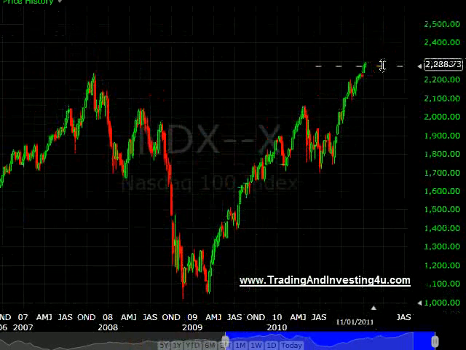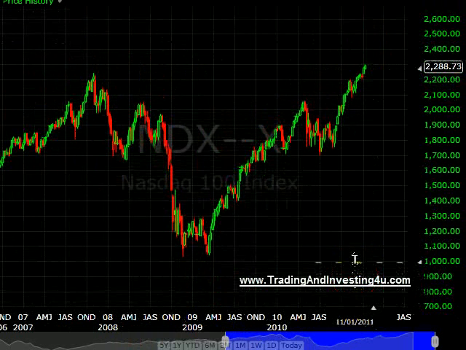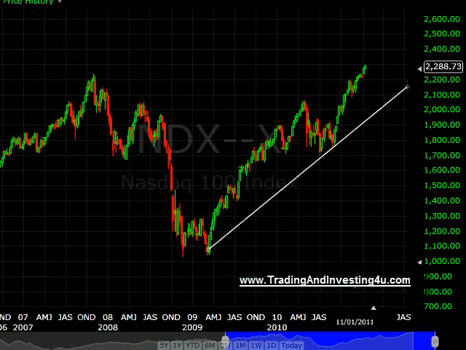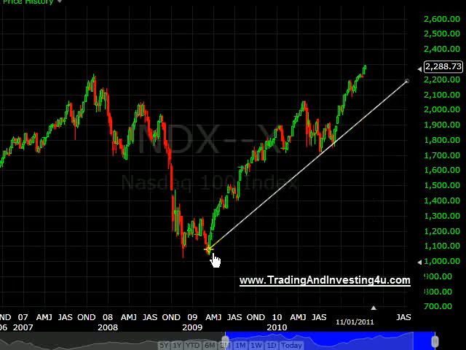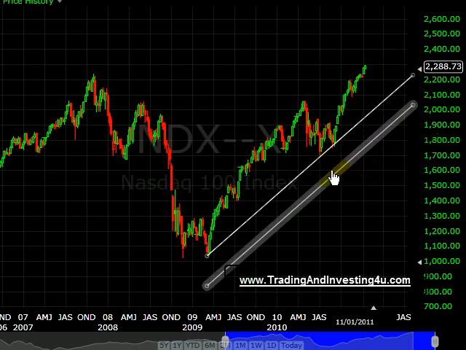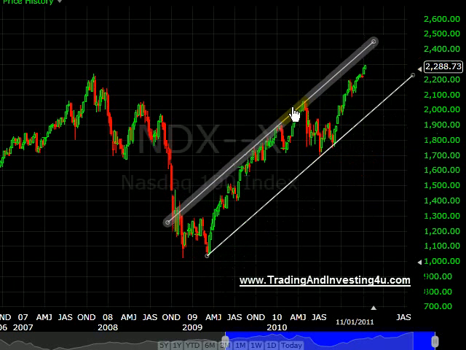If I just squeeze this chart a bit more so I can get a good look at it, I'm just going to draw a trend line from the bottom here to the top point there, like so, and make sure that it's all connected properly, like that. I'm going to create another parallel trend line and extend that out through there, and there we have it.